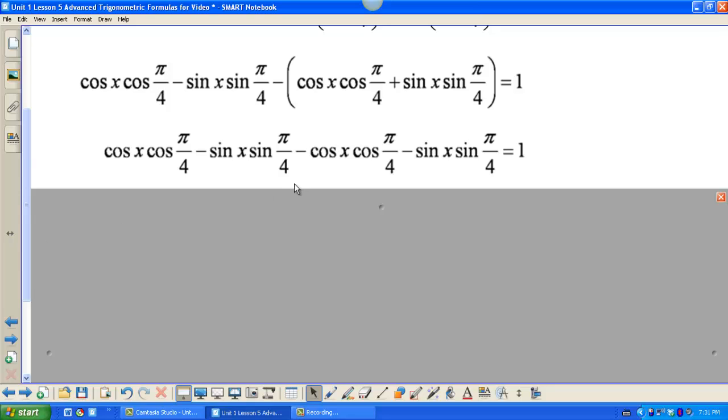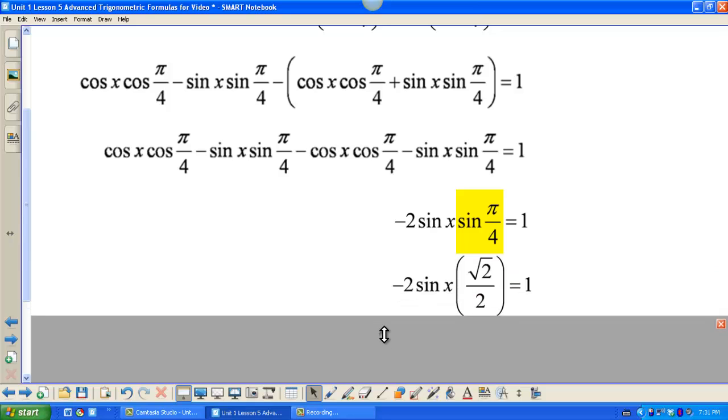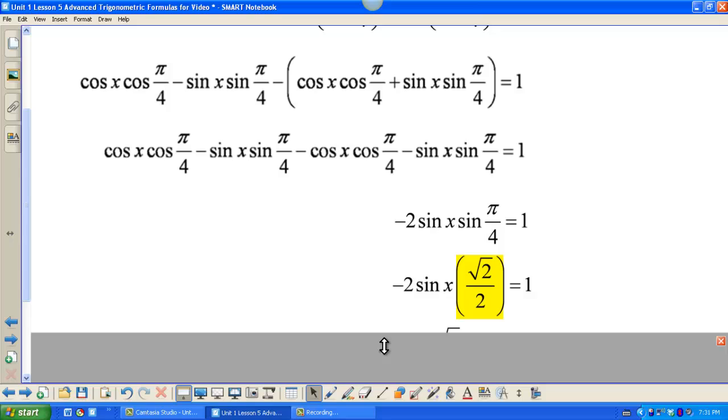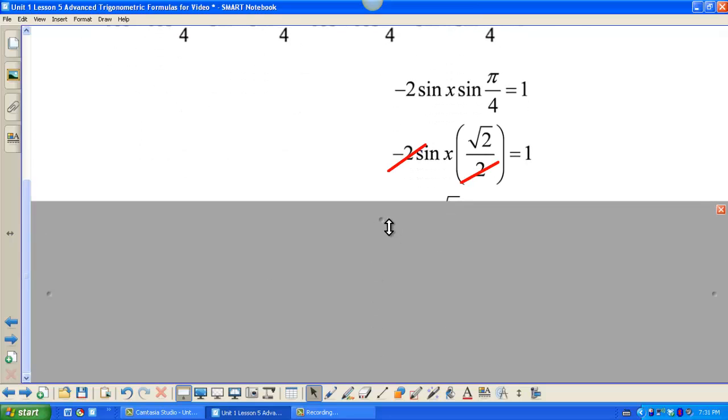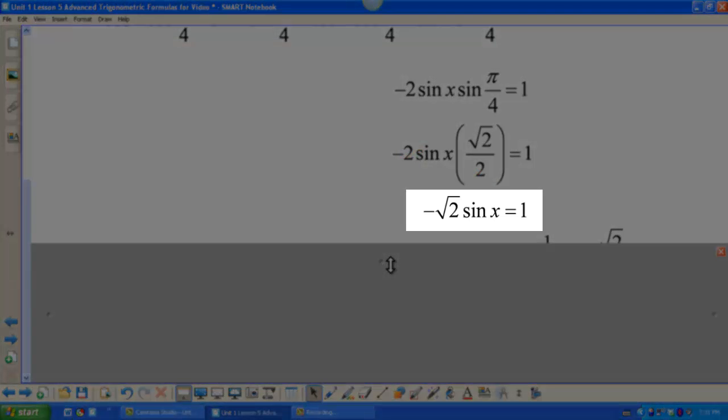So what happens is the cosine x, the cosine pi over 4 terms will cancel, yielding me, when I combine like terms, negative 2 sine x sine of pi over 4 equals 1. What should I do here? Well, sine x is a general case, but the sine of pi over 4 is a concrete angle, and I can evaluate that. So in the next step, I'm going to evaluate the sine of pi over 4, which is root 2 over 2. With some simple algebra, the 2's are going to cancel, and will yield a negative root 2 sine of x equals 1.